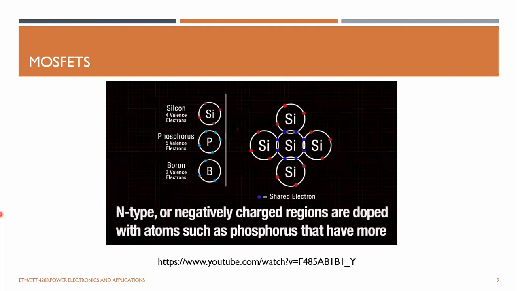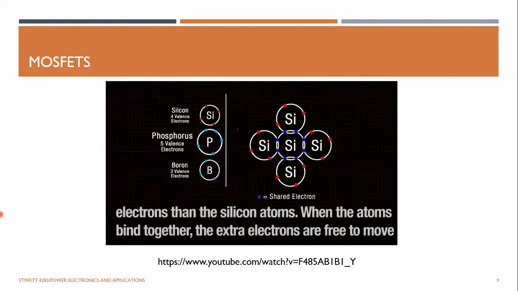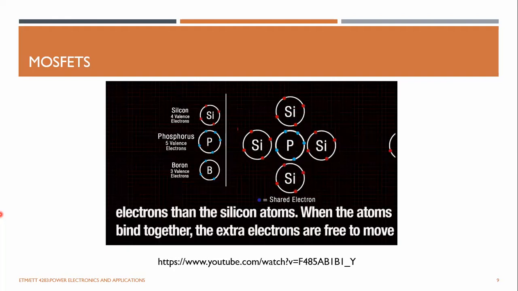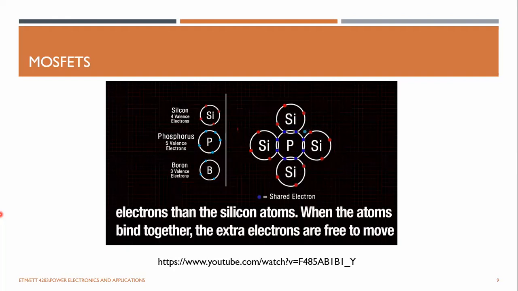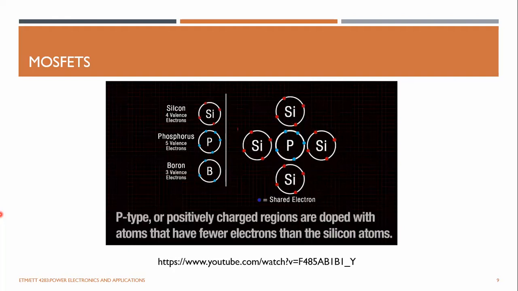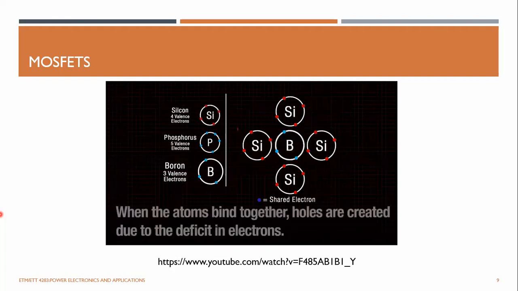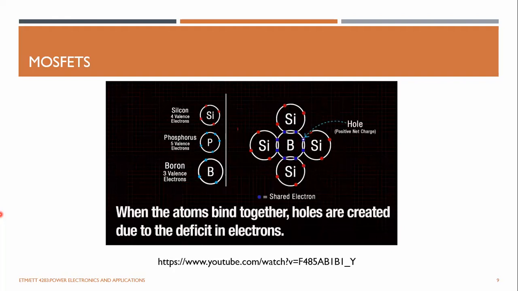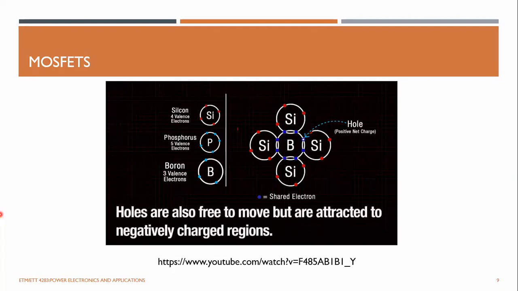N-type, or negatively charged, regions are doped with atoms such as phosphorus that have more electrons than silicon atoms. When the atoms bind together, the extra electrons are free to move and are attracted to positively charged regions. P-type, or positively charged, regions are doped with atoms that have fewer electrons than the silicon atoms. When the atoms bind together, holes are created due to the deficit in electrons. Holes are also free to move, but they are attracted to negatively charged regions.